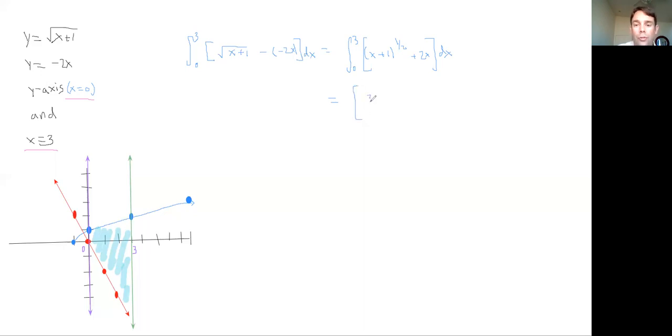So we had 2/3 x plus 1, 3/2 plus x squared from 0 to 3.